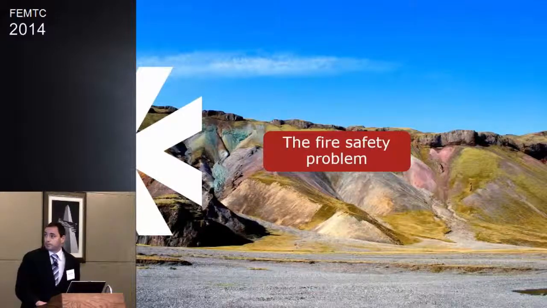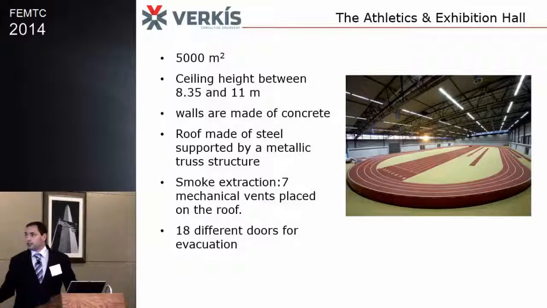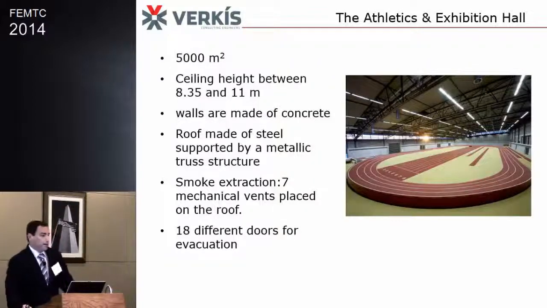So the fire safety problem. This is the hall that we will use. As you can see here, it is in its athletics training configuration. It's about 5,000 square meters. The ceiling height is curved, and it is between 8 and 11 meters, about 25 to 30 feet, if I'm correct. The walls here are made of concrete, and you have a steel structure for the roof. And we have 7 mechanical vents for smoke extraction. For evacuation doors, we have 18 different doors, quite good in order to accommodate some concerts. So we have plenty of doors available.